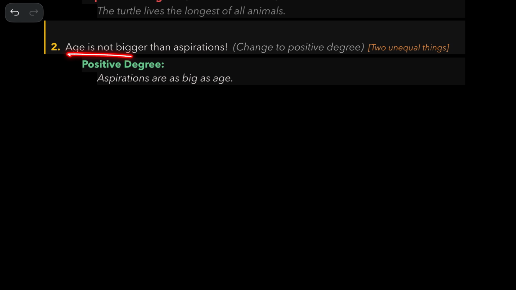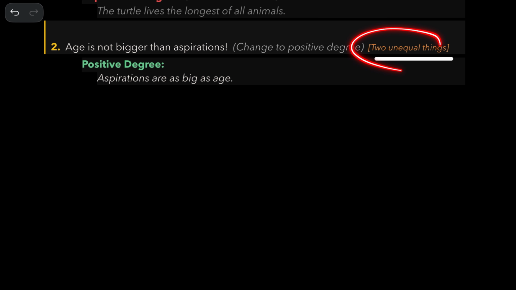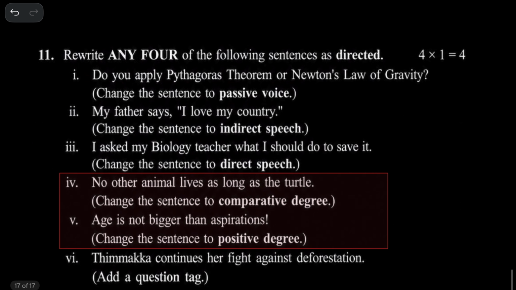Age is not bigger than aspirations. So here again, age and aspirations, only two unequal things. Aspirations are as big as age. So here actually these are two equal things. Okay, so the brackets in this bracket, this is not the right one. So that was the last question actually.